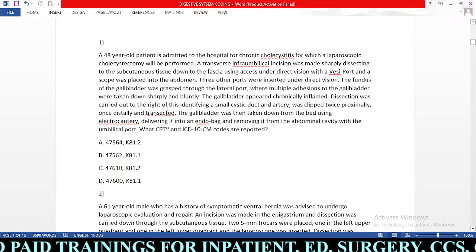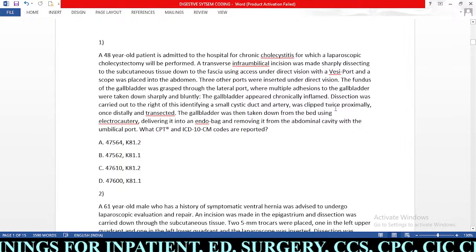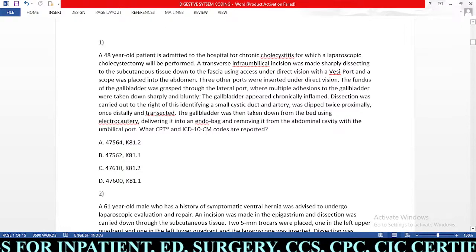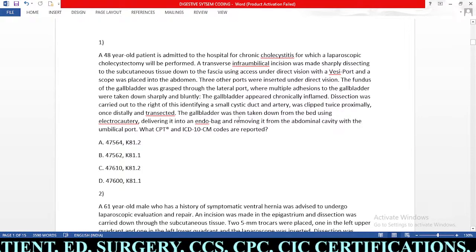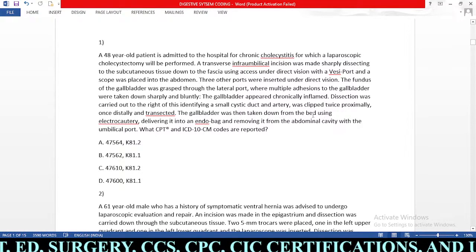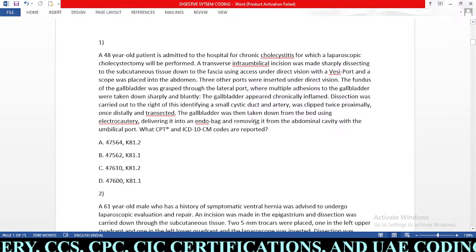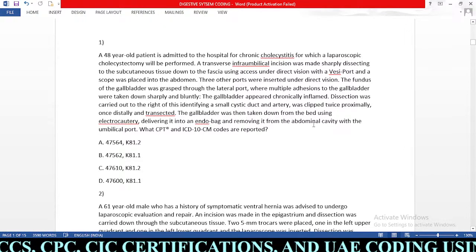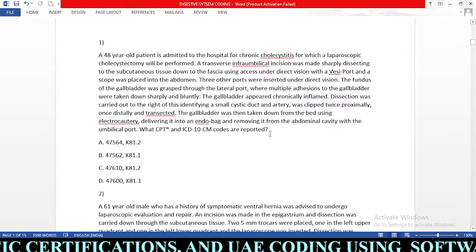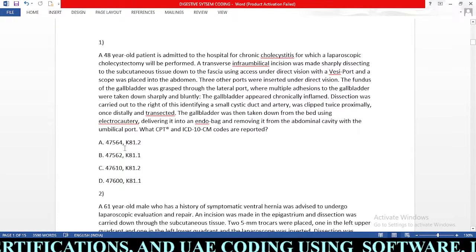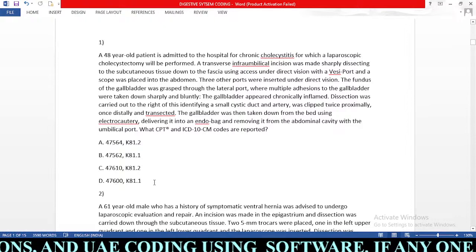Dissection was carried out to the right of this, identifying a small cystic duct and artery, which was clamped twice proximally, once distally, and transected. The gallbladder was then taken down from the bed using electrocautery, delivered into an endobag and removed from the abdominal cavity through the umbilical port. What CPT and ICD-10-CM codes are reported? 47564, 47562, 47610, 47600.